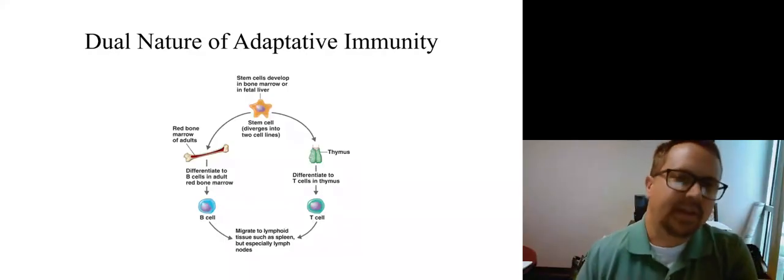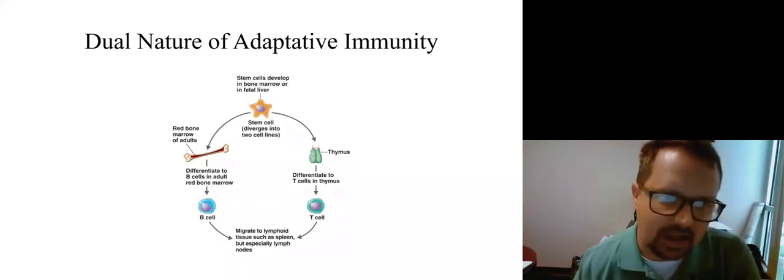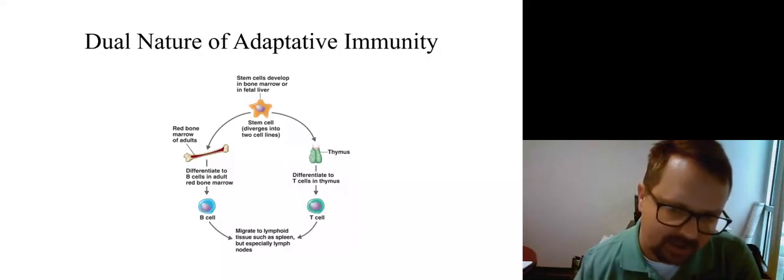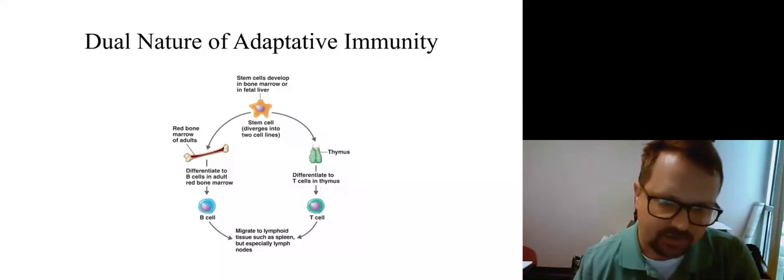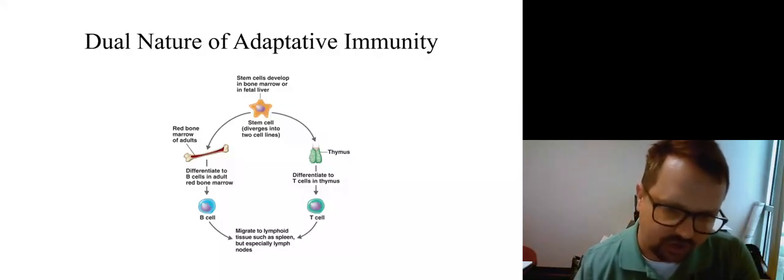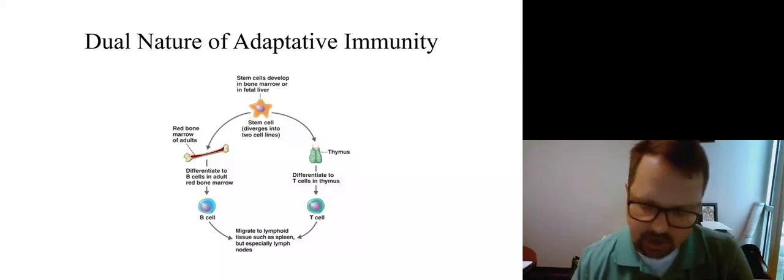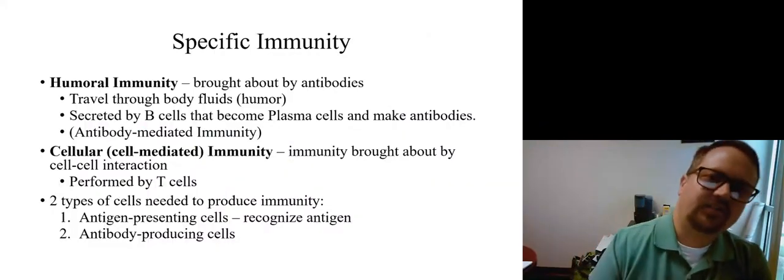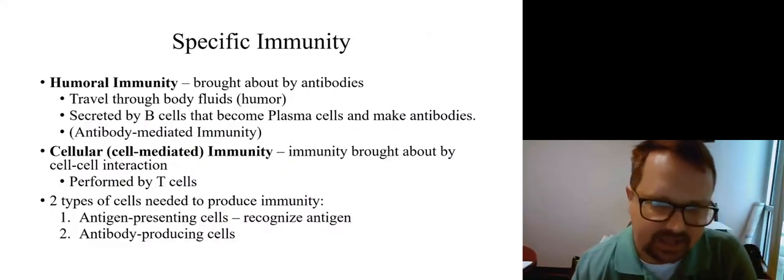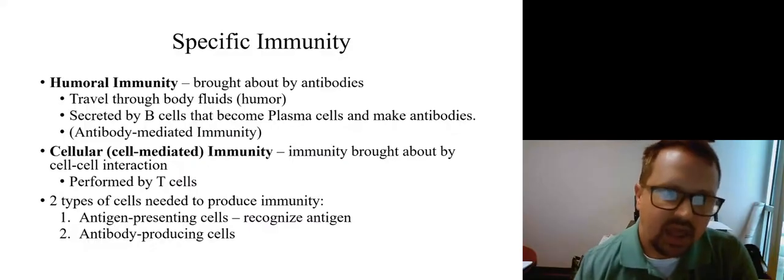Okay. Now, basically what happens is a stem cell can go onto bone and become a B cell, go onto the thymus, become a T cell, migrate out to lymphoid organs or tissues, and fight the good fight. Okay. So anyway, there's specific immunity that is going to rely on the Navy and the Army.